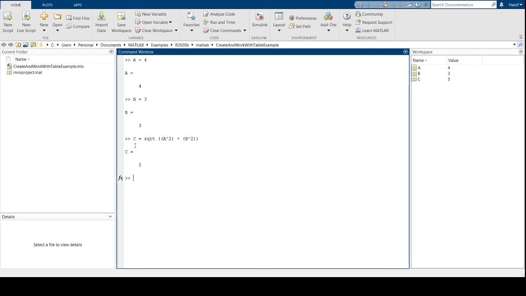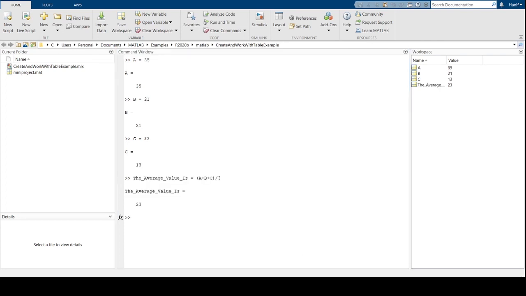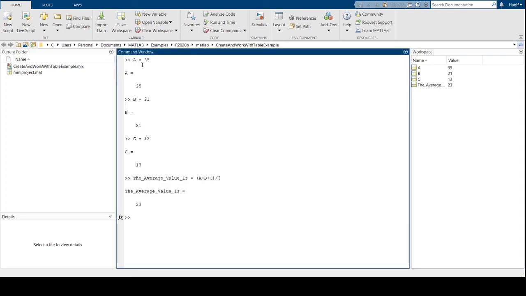For 2A, first set A as 4, then set B as 3, and so to find the hypotenuse, we set C as the hypotenuse, so square root A to the power of 2 plus B to the power of 2, and after adding these two values, we square root the values and we get 5. For 2B, first set A as 35, and then set B as 21, and then set C as 13. And to find the average value, we do A plus B plus C, and then divide by 3 to get 23.